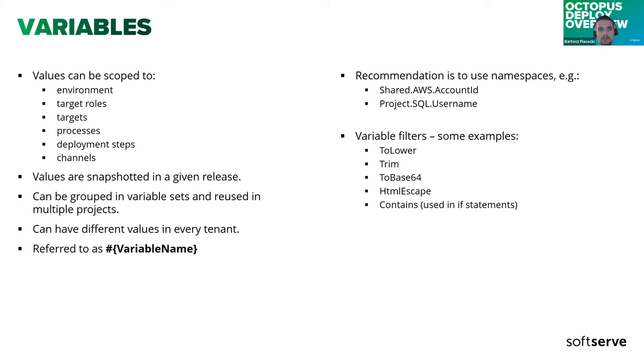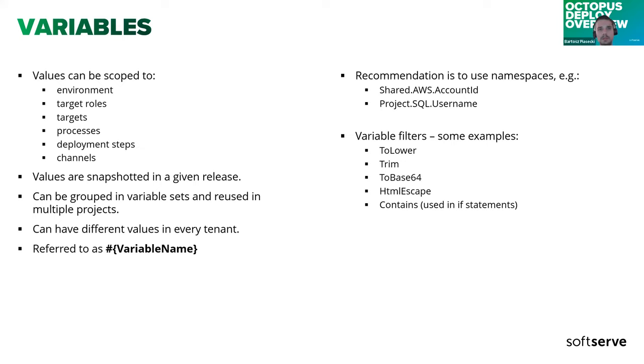Variables can be grouped in variable sets so that you can reuse them in multiple projects. So let's say you have some common variables that you use, for example, AWS region. You can create a variable set called AWS variables. You can put the region there, and you can refer to this variable in this variable set in multiple projects so that you can reuse the variable and not copy and paste the values many times in multiple projects.